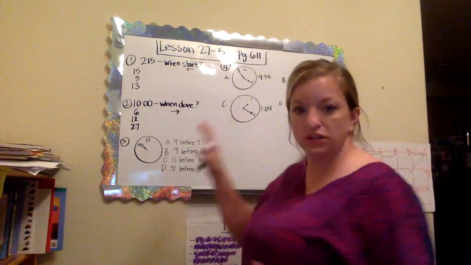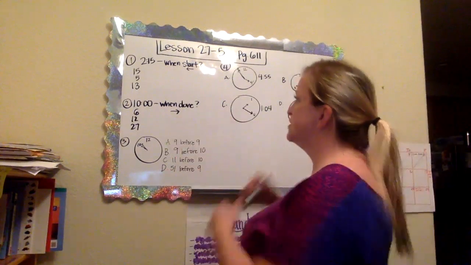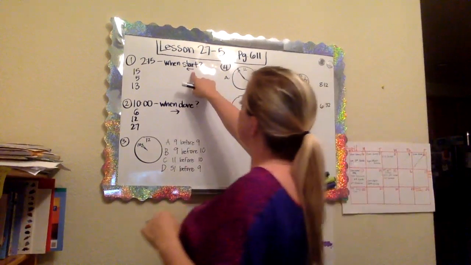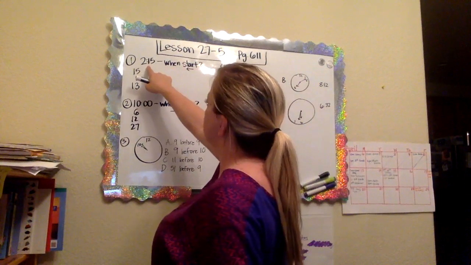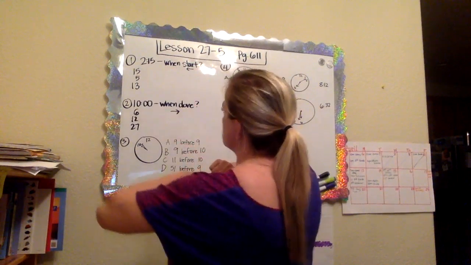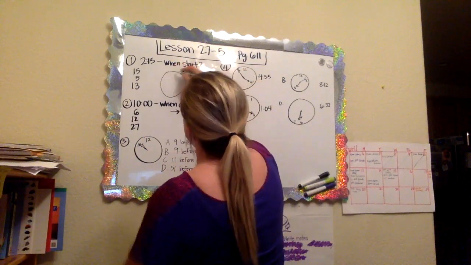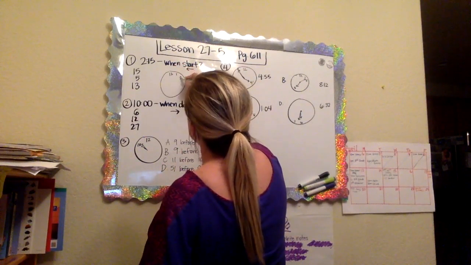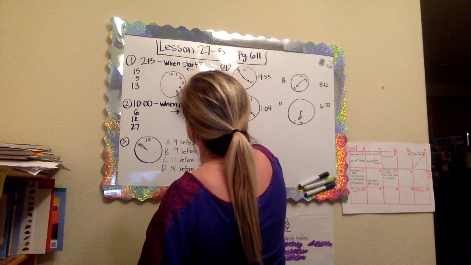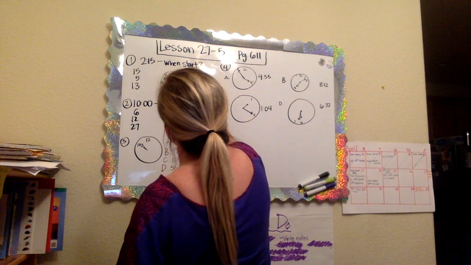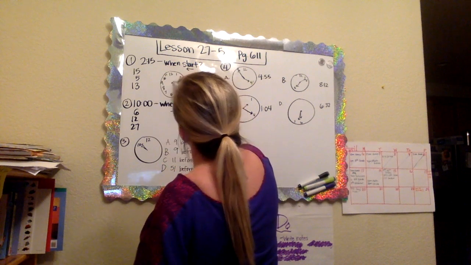I apologize for the glare. It's hard for you to see. But this is where you're going back. You need to know when they started. So you're going to go back from the time that they gave you, which is 2:15. So I'm going to draw my clock. 12, 1, 2, 3, 4, 5, 9, 10, and 11, which is 1 and 2, became 15.